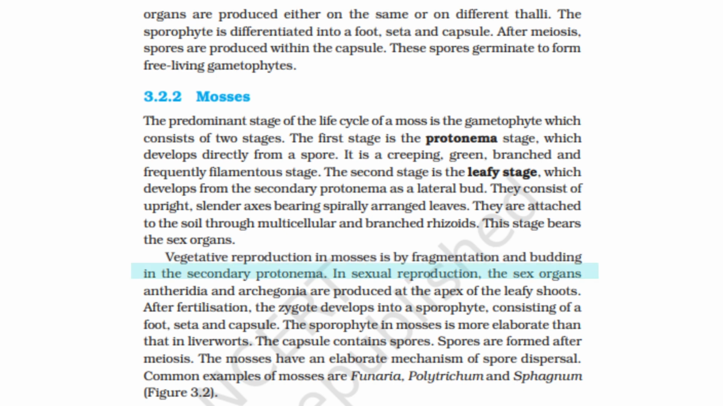In sexual reproduction, the sex organs antheridia and archegonia are produced at the apex of the leafy shoots. After fertilization, the zygote develops into a sporophyte consisting of a foot, seta, and capsule. The sporophyte in mosses is more elaborate than that in liverworts. The capsule contains spores. Spores are formed after meiosis. The mosses have an elaborate mechanism of spore dispersal. Common examples of mosses are Funaria, Polytrichum, and Sphagnum.